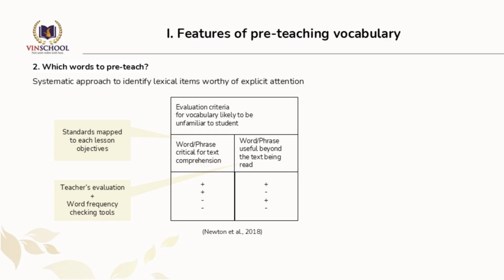However, if the mapped standard is 5row.01, recognize the opinions of the writers in short texts, words that help students to identify the author's opinion are of utmost importance. The second criterion is whether the word or phrase is useful beyond the text being read. A plus here means the word is valuable in other contexts, and a minus means it's mostly relevant to this specific text and not widely applicable elsewhere.